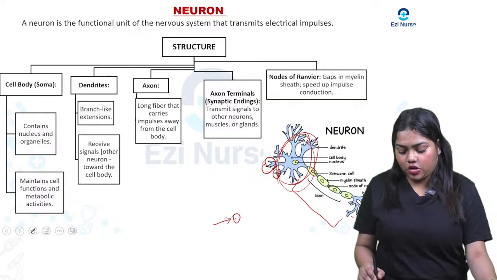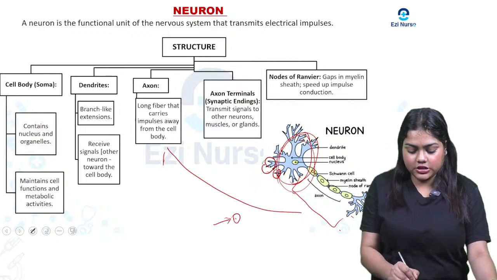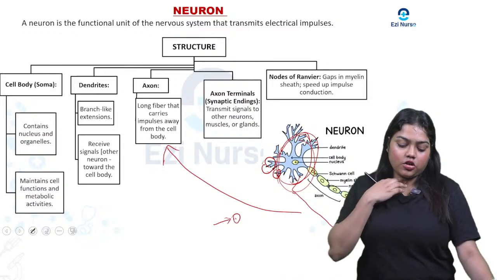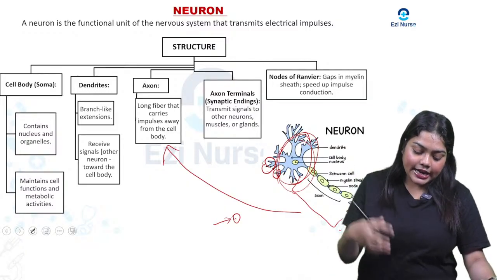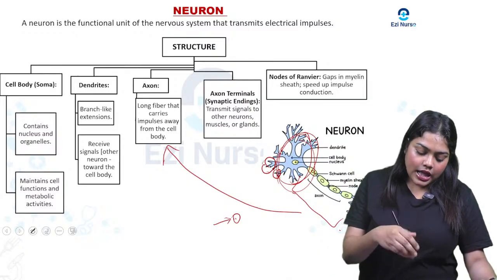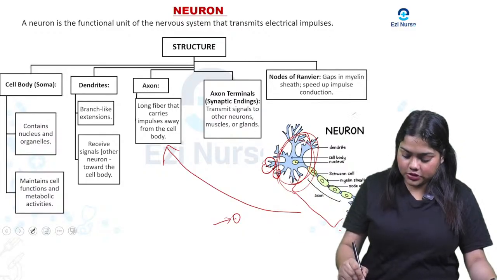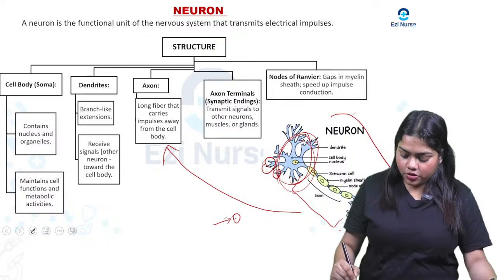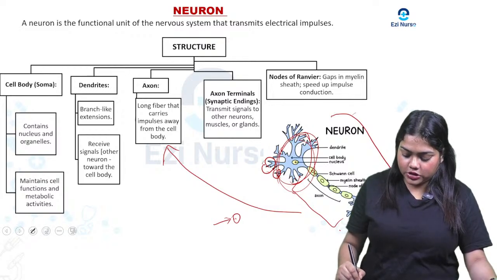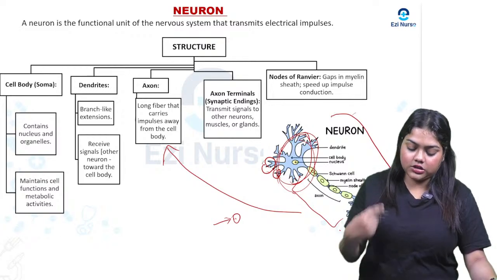Come to axons. Axons are actually long fibers. I have mentioned axons here already. So these long fibers will carry impulses away from the cell body. The impulses will come from the cell body to the axons and they will transfer them to the next neuron or the next cell.